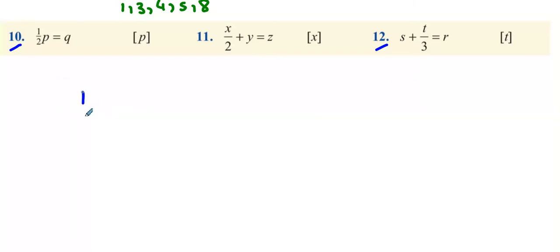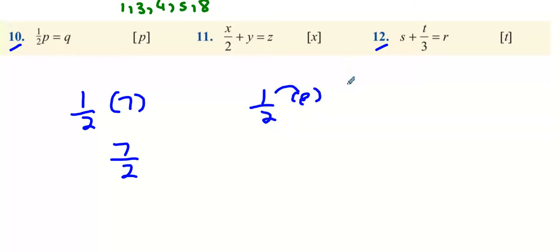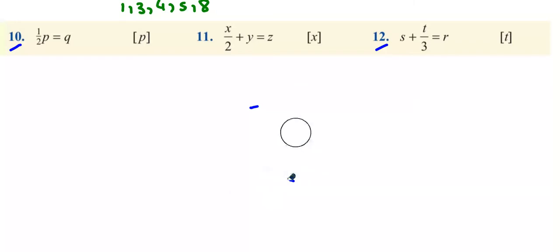So if you ever see a half multiplied by 7, let's say 1 multiplied by 7 is 7. That's the same as 7 over 2. So a half of p would be 1 multiplied by p, which is simply p over 2. So what we can change question 10 into is p over 2 equals q.